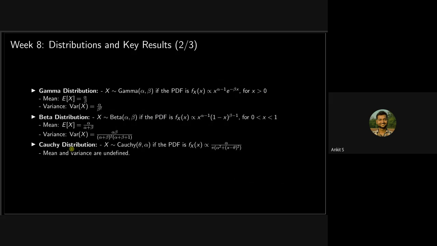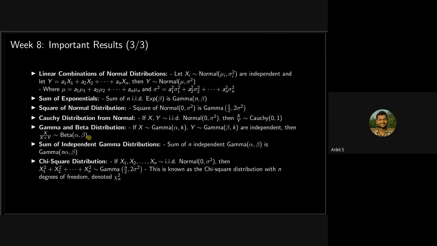Then in week 8, we learned about some important distributions. For example, gamma distributions, its mean and variance. These kinds of things are just facts. But gamma distribution, beta distribution, Cauchy distributions, these we learned about in week 8. But more important than remembering them is the relationships between these distributions, which we will see in the next slide.